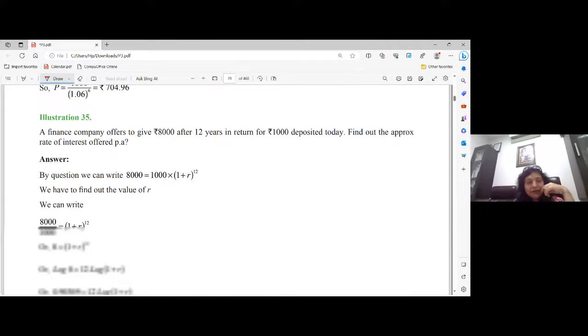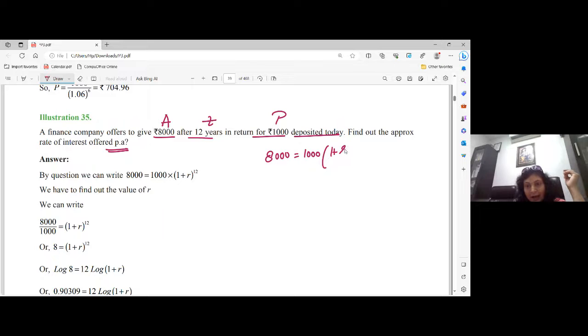So the next question is: a finance company offers to give 8,000 after 12 years in return for 1,000 deposited today. Find out the interest offered per annum. So 1,000 you are depositing today, that is the principal. 8,000 you are getting after 12 years, that is the amount. And time is 12 years; you have to find the rate of interest. They haven't mentioned it properly, so this is the case of compound interest. So 8,000 is equal to 1,000 (1 + R/100)^12. So 8 is equal to (1 + R/100)^12. So you have to find 8^(1/12).